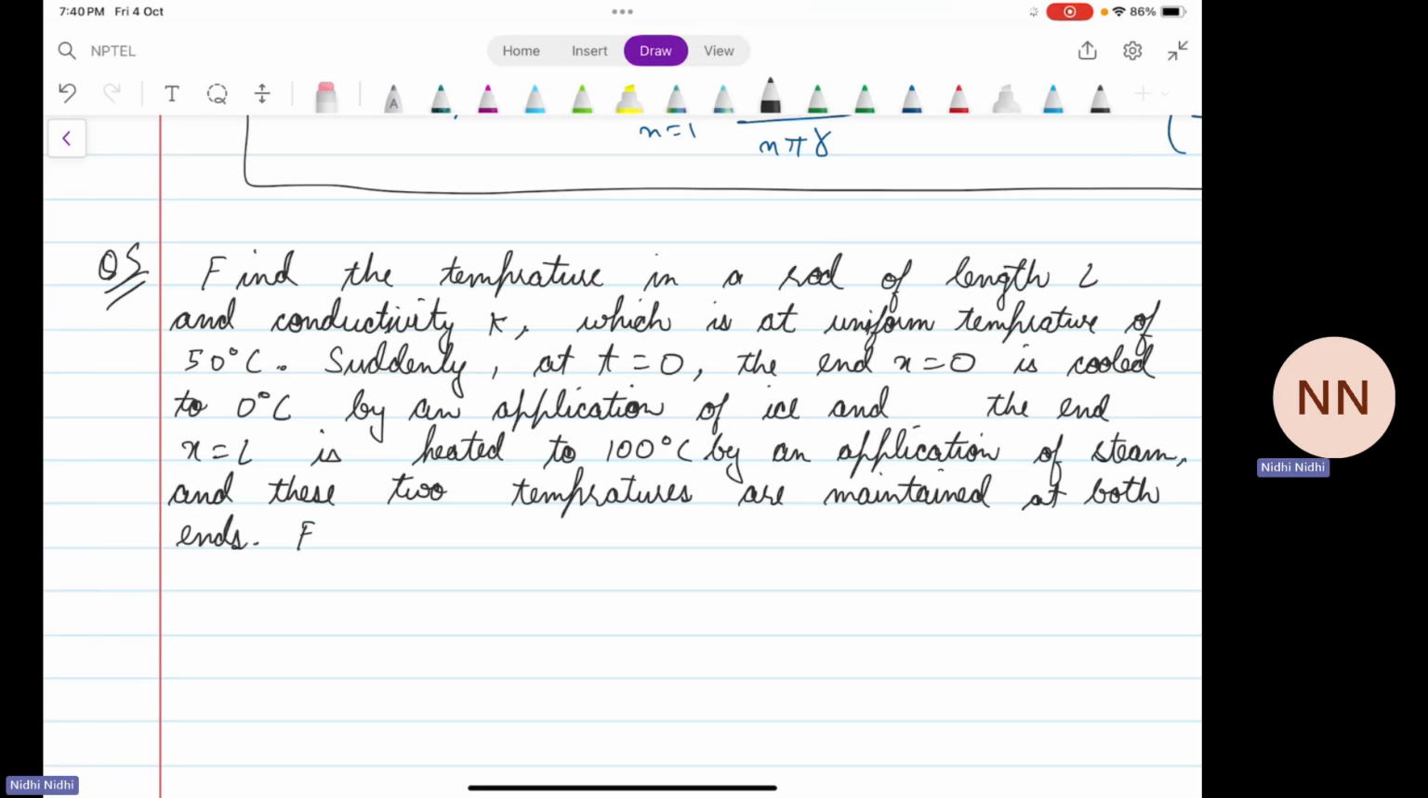Furthermore, the rod is insulated along its length. That means the heat is not transferred outside the rod. The rod is insulated along its length, so that no transfer of heat can occur.